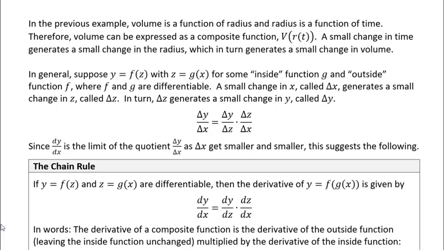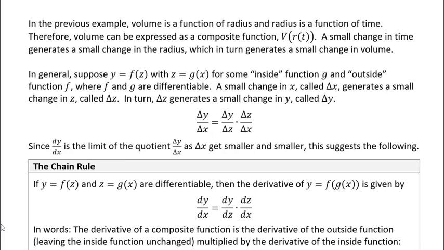And if we have a small change in x, it generates a small change in z, and the small change in z generates a small change in y. And like we saw before, we can multiply these rates together. So the change in y over the change in x is equal to the product of the change in y over the change in z times the change in z over the change in x. Okay, so we're just multiplying the rates together.